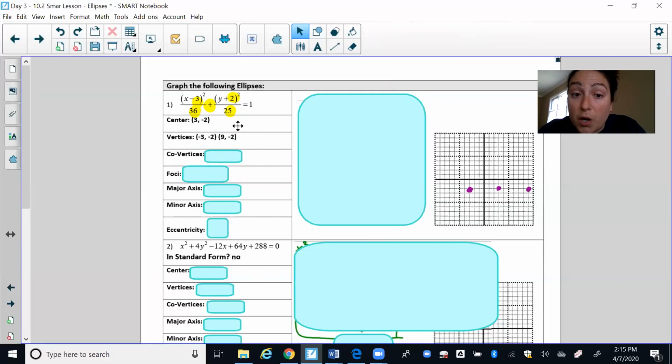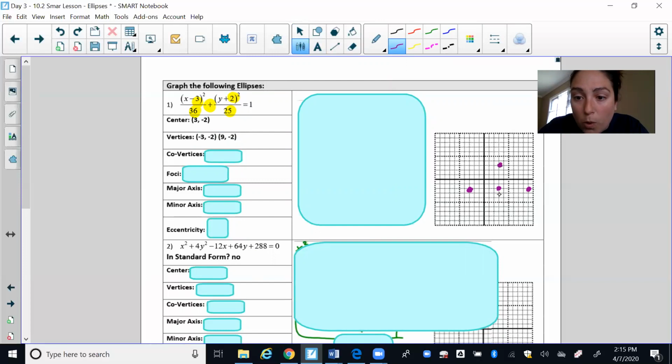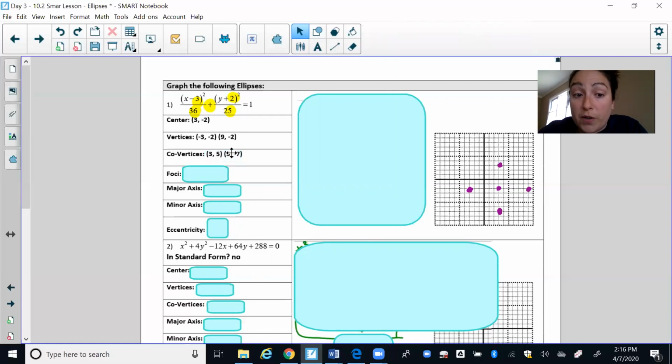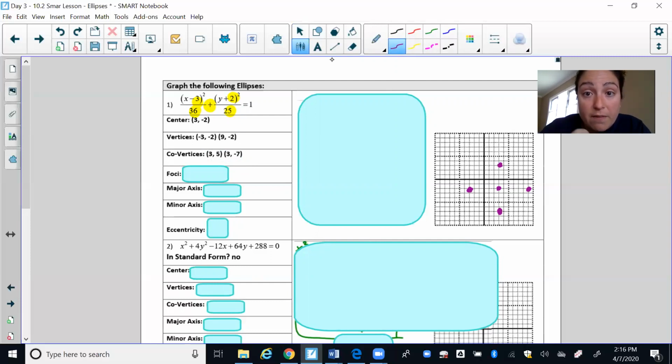My co-vertices are going to go up, down 5. I got 5 because the square root of 25 is 5. So from my center, I'm going to go up 1, 2, 3, 4, 5, and down 1, 2, 3, 4, 5. So like you can see, if these two values are the same, it creates a circle. Since these two values are very close to each other, it's going to be a very circular ellipse, which we'll see in a second when we connect those dots. So that means our co-vertices are at (3, -7), and that should be (3, 3), not (3, 5).